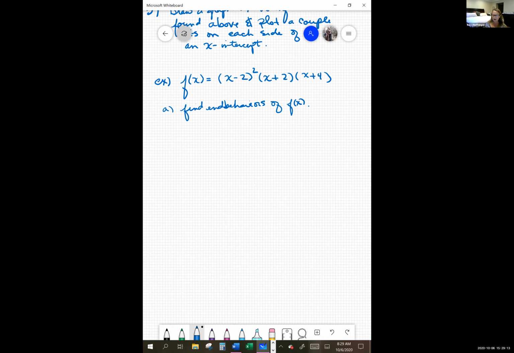I know if I FOILed out x minus 2 times x minus 2, that leading term, that biggest term, would be x squared, right? And then if I took that biggest term x squared and distributed it here, the biggest term is an x cubed. And if I took the x cubed term and distributed it here, that would be an x to the fourth. And notice that all have a coefficient of 1.